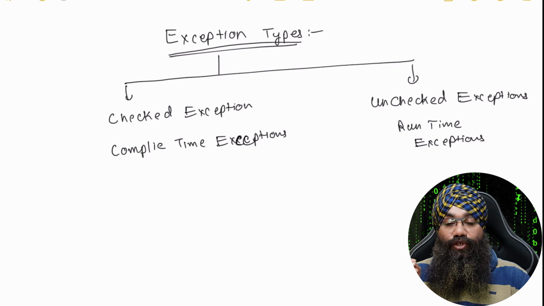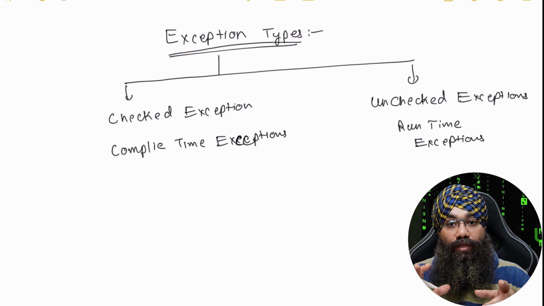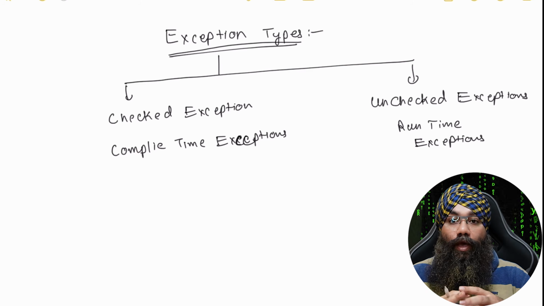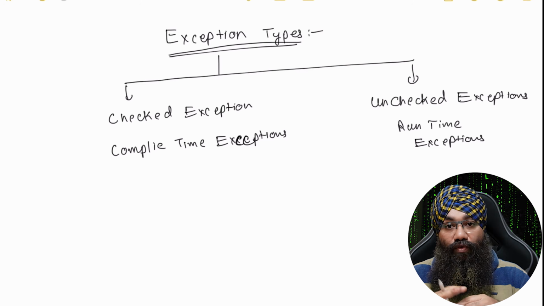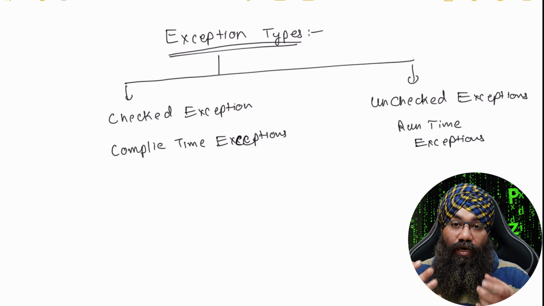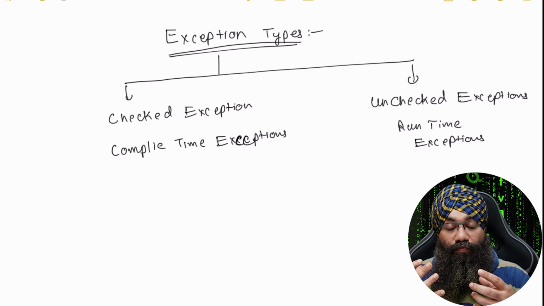Okay. So checked exceptions are the ones which the compiler forces you to catch, and the unchecked exceptions are the ones that the compiler doesn't force you to catch. So let's understand this with the help of a code example.